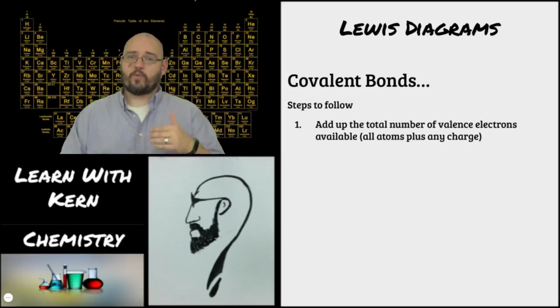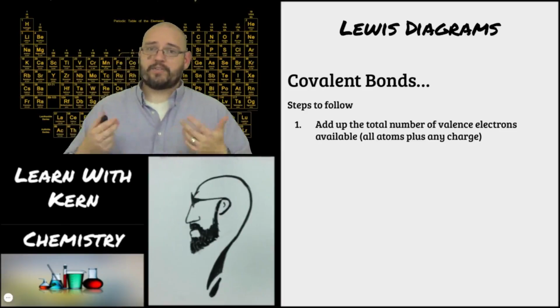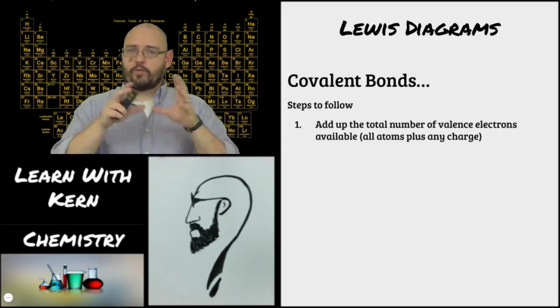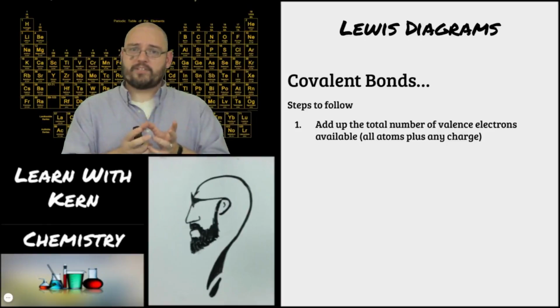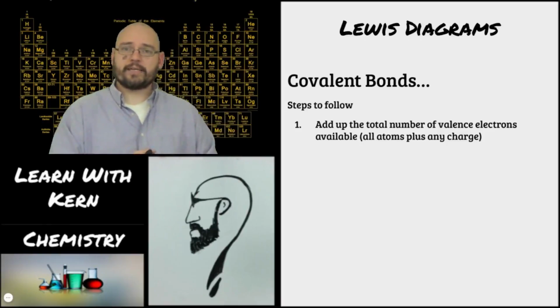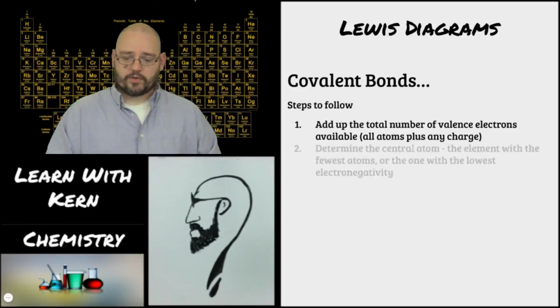So you have to account for all of the valence electrons available and take into account the charge of anything that you have. So if you have an overall compound that has a charge, which would be called a polyatomic ion, we'll discuss that more a little bit later. But if you have that, you're going to have to account for that charge.